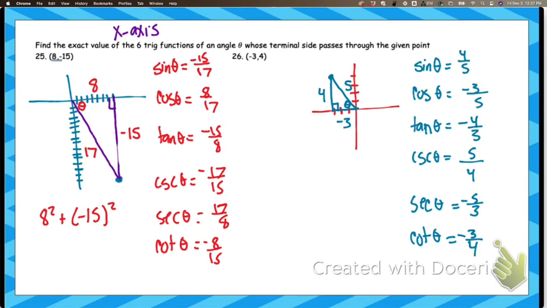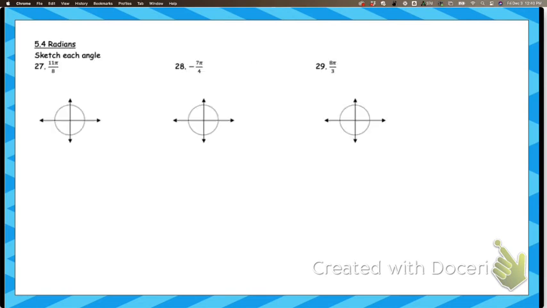All right, then the last thing we did was probably the hardest. That was our radian values. So lots of fractions with the radian values. So to sketch the angle, it's really helpful to write pi and 2 pi with the same denominator. So the first one on here is 11 pi over 8.